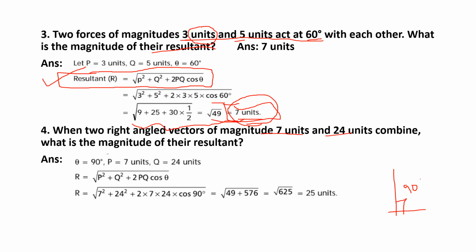We already know the formula. R is equal to root of p square plus q square plus 2pq cos theta. But you have to write this formula in your examination and finally substitute all those values and calculate, and you will get root 625, that is 25 units. That's it, very simple. Both are the same, only the values are different, and they have given the angle as right angled, which means 90 degrees. Just remember that.